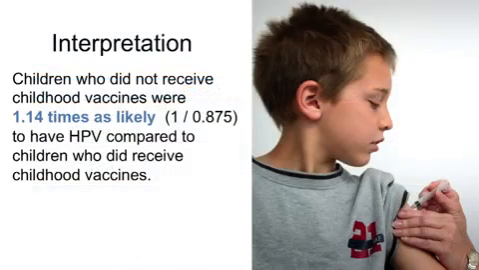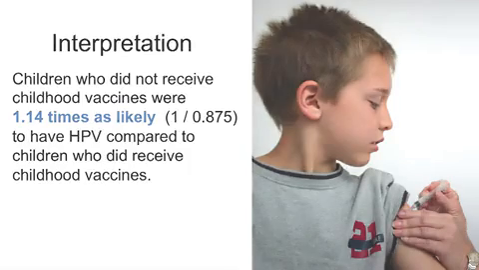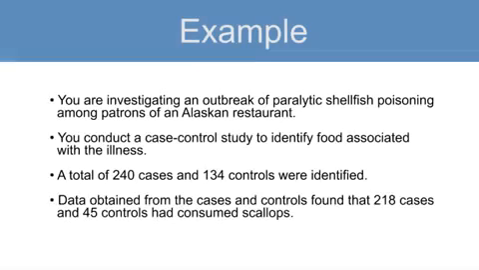Another way to interpret the effect of the vaccine is to compare the odds of those who did not get the vaccine to those who did. To do so, you take the reciprocal of the odds ratio, i.e. 1 over 0.875, which gives you 1.14. So children who did not receive childhood vaccines were 1.14 times as likely to have HPV compared to children who did receive childhood vaccines.